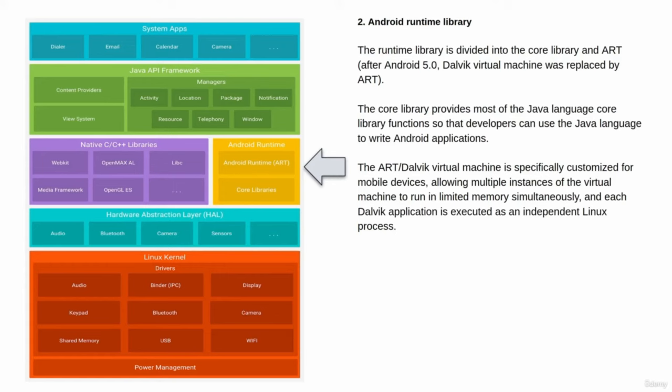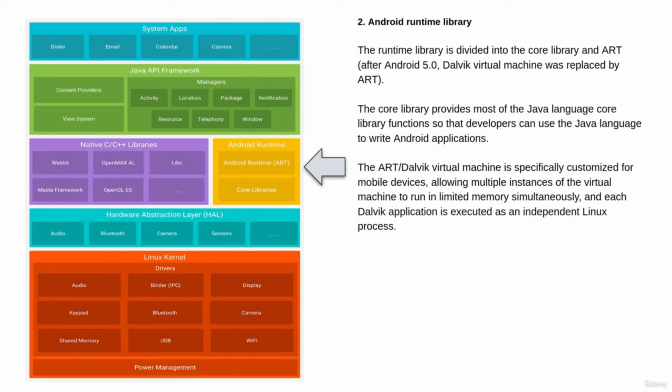Okay, now regarding the Dalvik virtual machine or ART. Dalvik virtual machine can be compared with Java virtual machine, but the Dalvik virtual machine is specifically customized for mobile devices. It allows multiple instances of virtual machine to run in the limited memory simultaneously, and each Dalvik application is executed as an independent Linux process. So since we have separate processes, it prevents all programs from closing when the virtual machine crashes. So that is the main advantage.